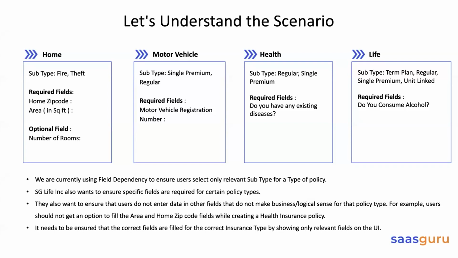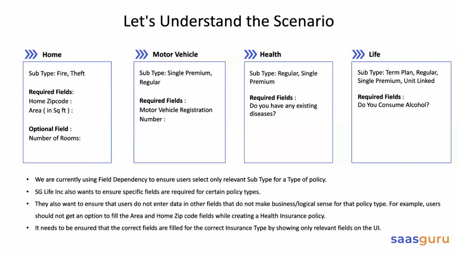Current state, let's suppose there are 50 attributes pertaining to home, another 20 for motor vehicle, another 30 that are related to health, and another 40 attributes which capture information about life. If I add all those attributes to the page layout of policy, imagine the time it is going to take for the insurance agent to scroll to the relevant fields so that they can capture the right information.